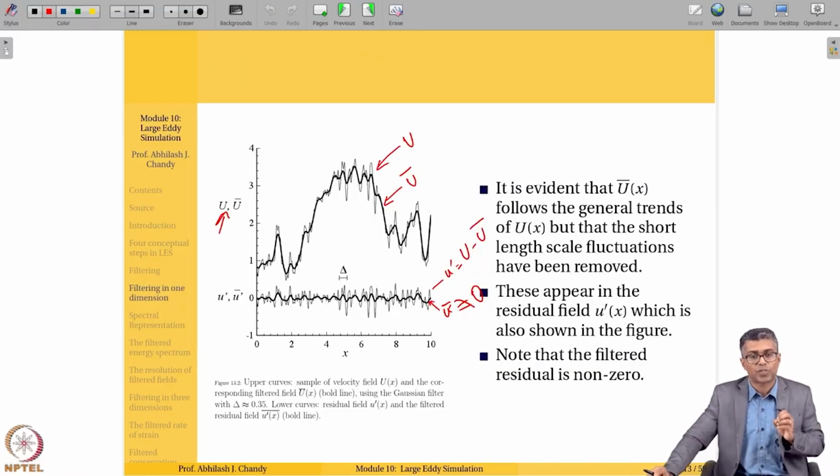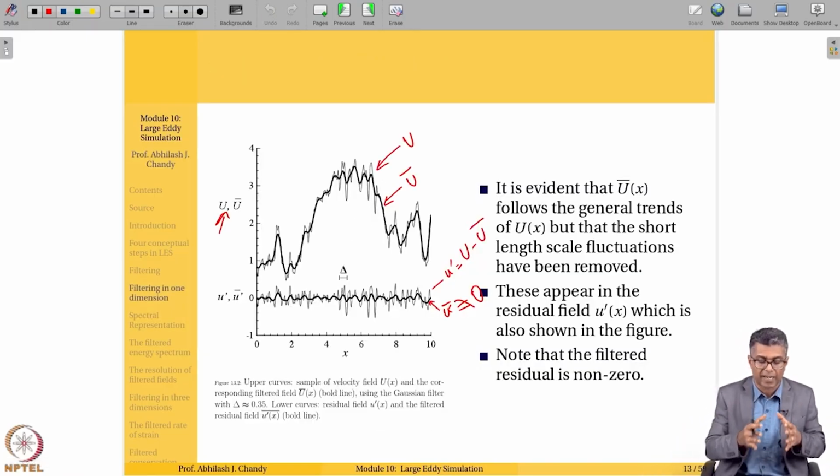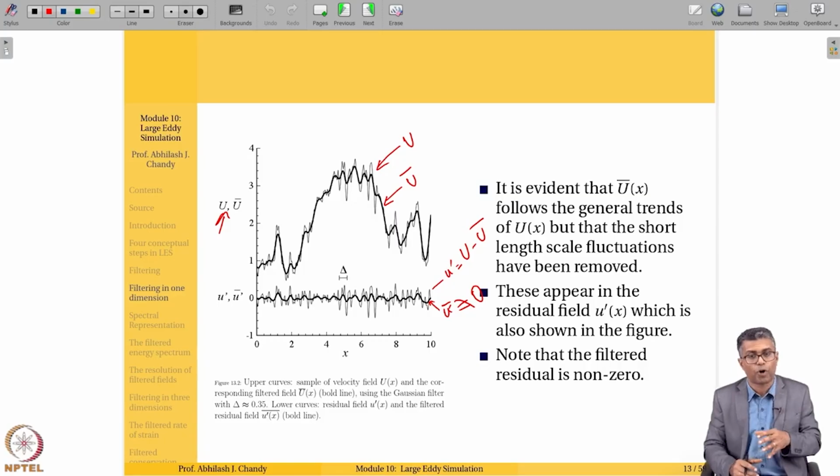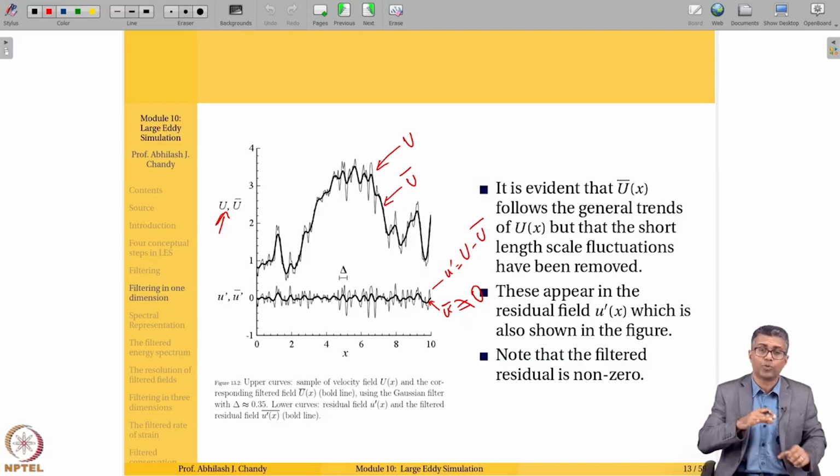So that is what we have discussed here at length, the filtering operation and what it does. A couple of important points to note from today's class: when you filter the capital U field, you are smoothing it out because you are making it go through a low pass filter and filtering out the high frequency components. So you're getting something that is much smoother.